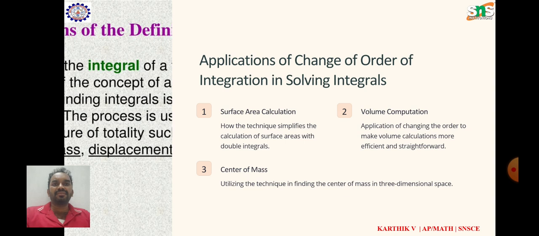Applications in physics and engineering. In various fields of physics and engineering, integrals arise in the context of solving problems related to electromagnetism, fluid mechanics, heat transfer and quantum mechanics. Applications in Fourier and Laplace transforms. Changing the order of integration is employed in the evaluation of Fourier and Laplace transforms, which play fundamental roles in signal processing, control theory, and differential equations. Volume and surface area calculations. Changing the order of integration is useful for computing volumes of solids and surface areas.